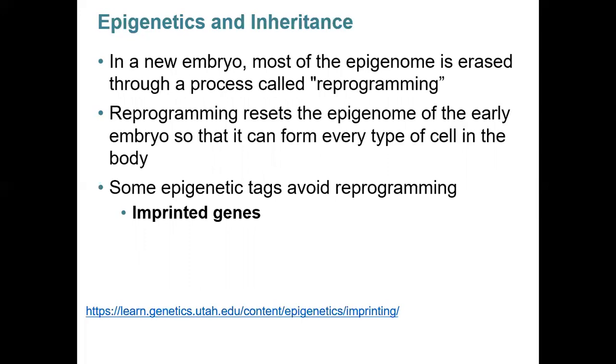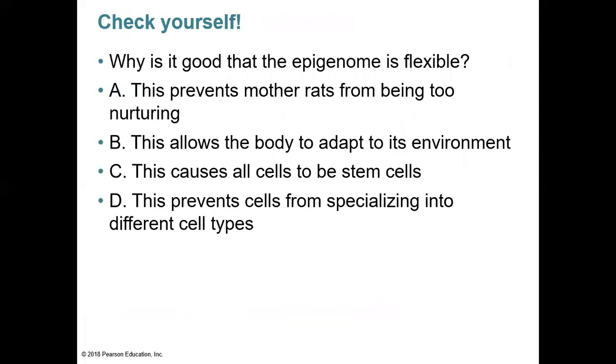So whatever choices you make, whatever environment you live in, any epigenetic tags from those choices have a chance of being passed on to your children, because you can't control which ones are going to be imprinted and which ones are not. Go ahead and answer this check yourself question.